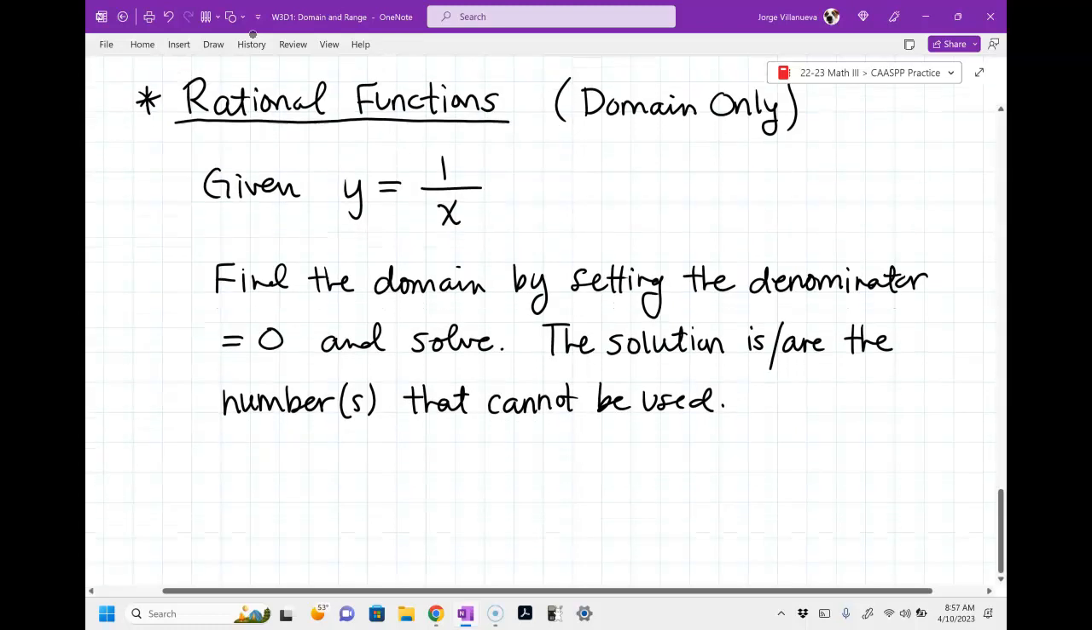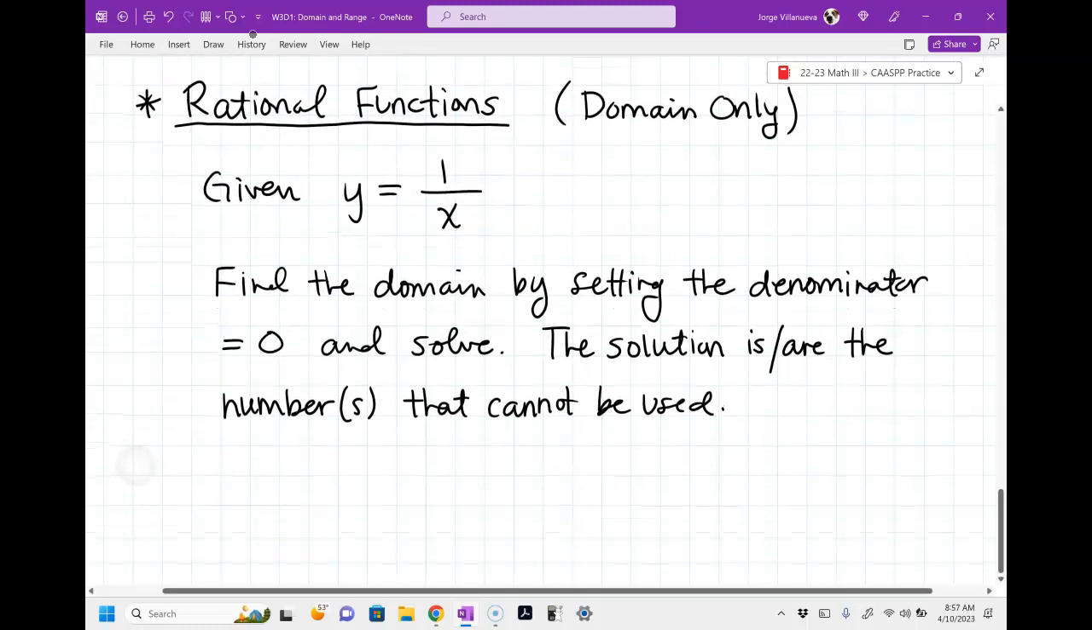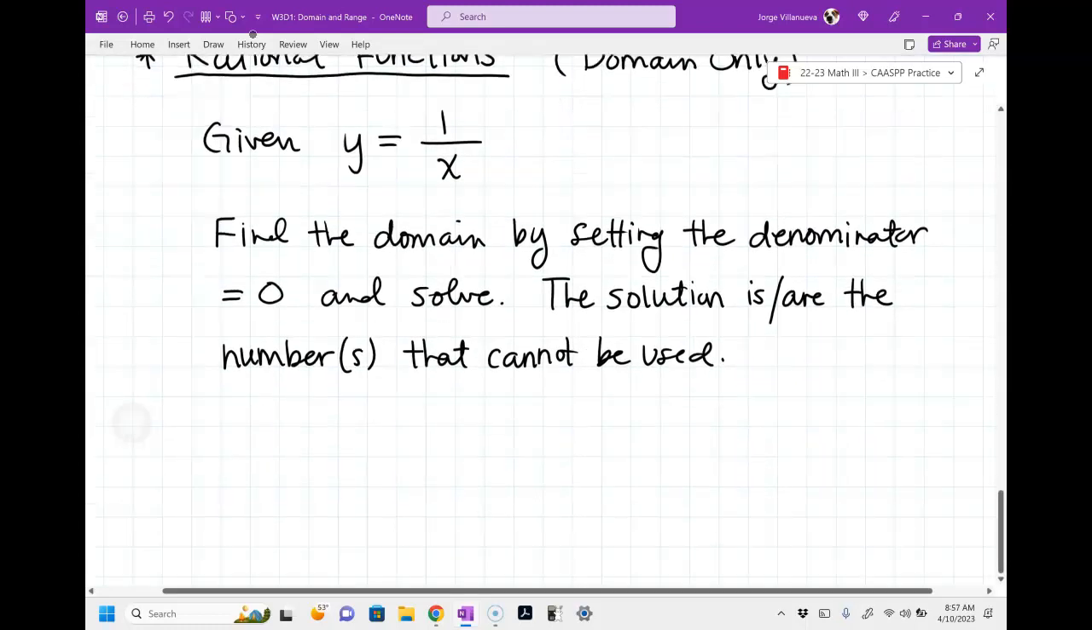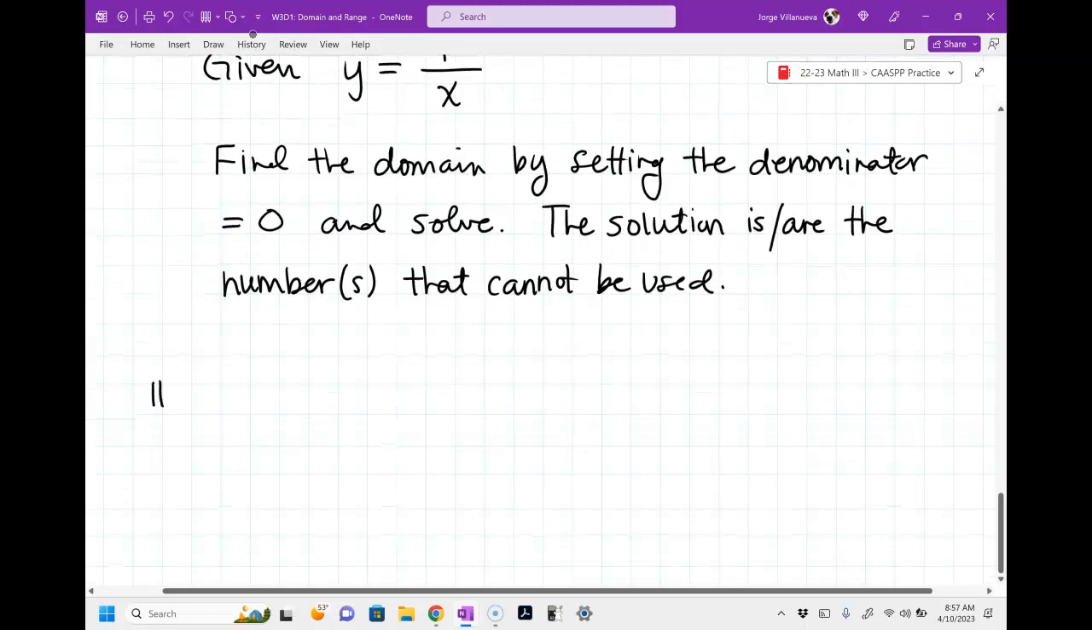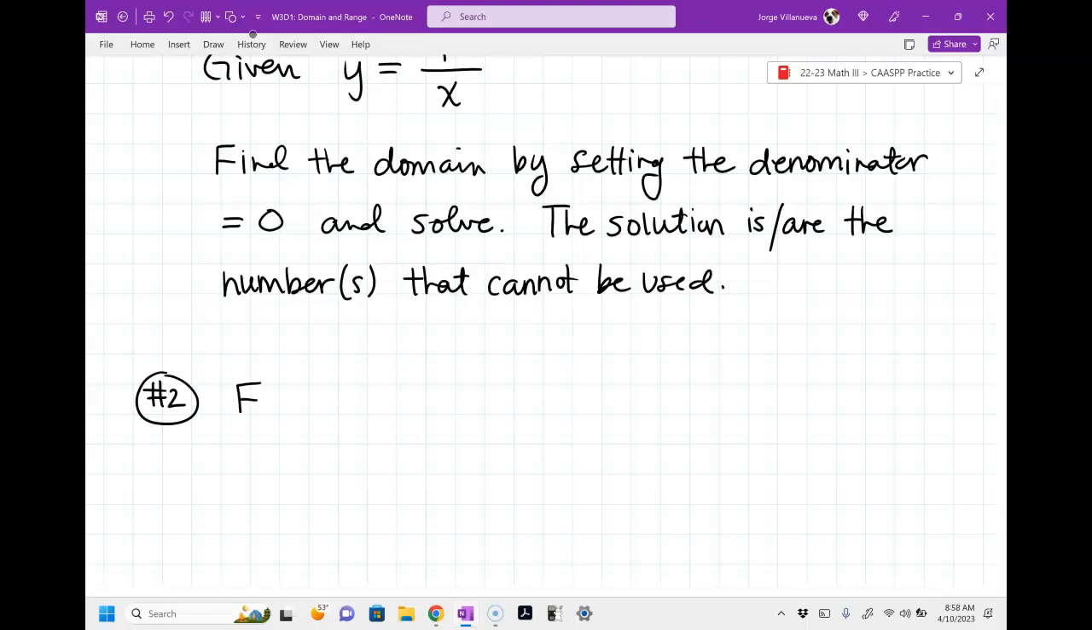So here we go. These are a couple of examples from your homework, okay? This is going to be number 2 here. So they're going to want you to find the domain.